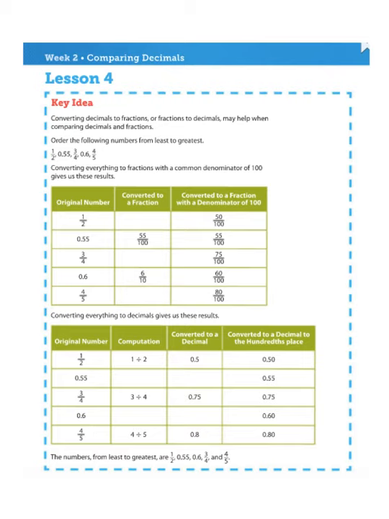Now, converting everything to decimals gives us these results, and that's kind of what I just explained. So 1 divided by 2 is 0.5, so that would be 0.50. 0.55 stays the same. 3/4, 3 divided by 4, is 0.75. 0.6 becomes 0.60, and 4 divided by 5 is 0.8, which becomes 0.80.